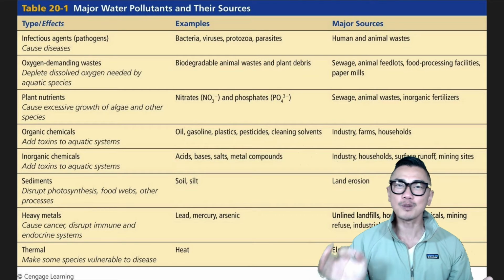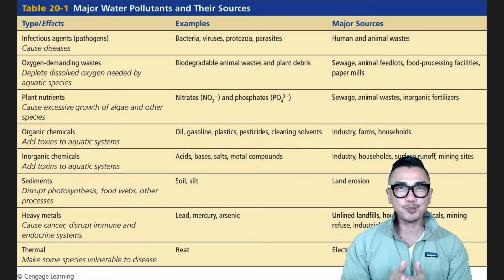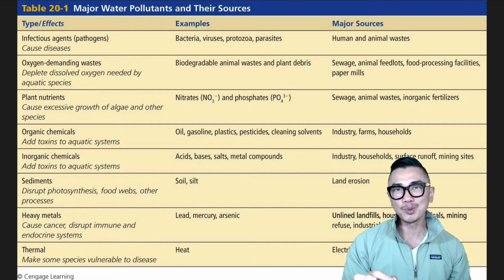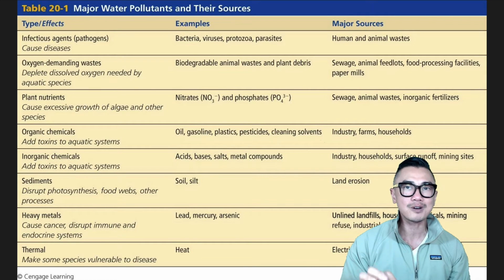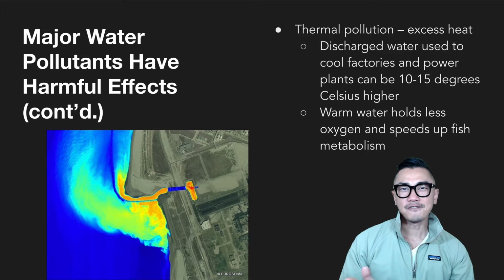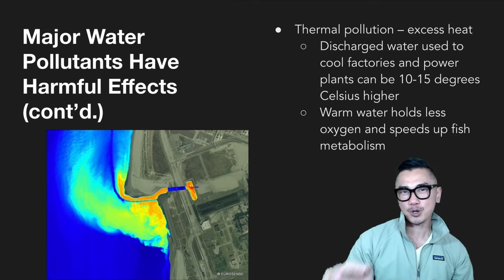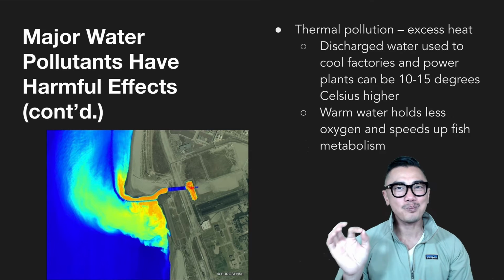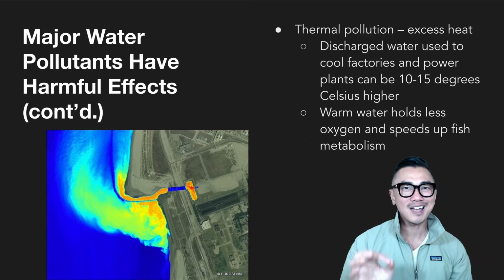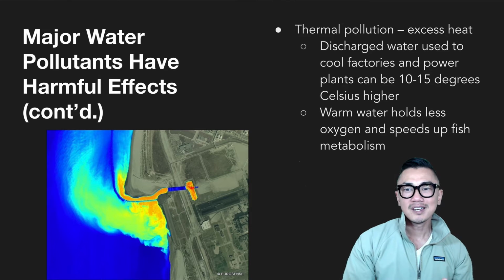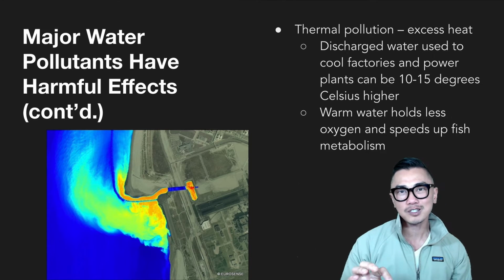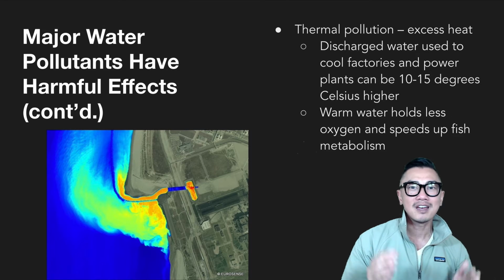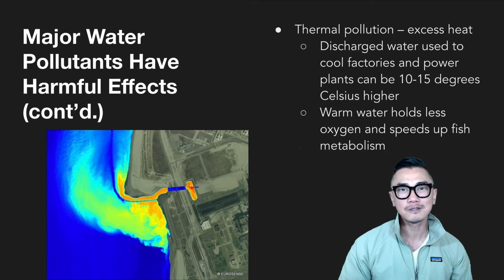This table summarizes major water pollutants and their sources. It's broken down by type or effect, examples, and major sources. Note that heat can cause a type of pollution called thermal pollution, especially in areas around power and industrial plants. Factories and power plants use water mainly for cooling. When they discharge this water back to where they got it from, this water can be 10 to 15 degrees Celsius higher. This excess heat, again, is called thermal pollution, and warmer water holds less oxygen and can speed up fish metabolism, affecting ecosystems in surrounding areas.